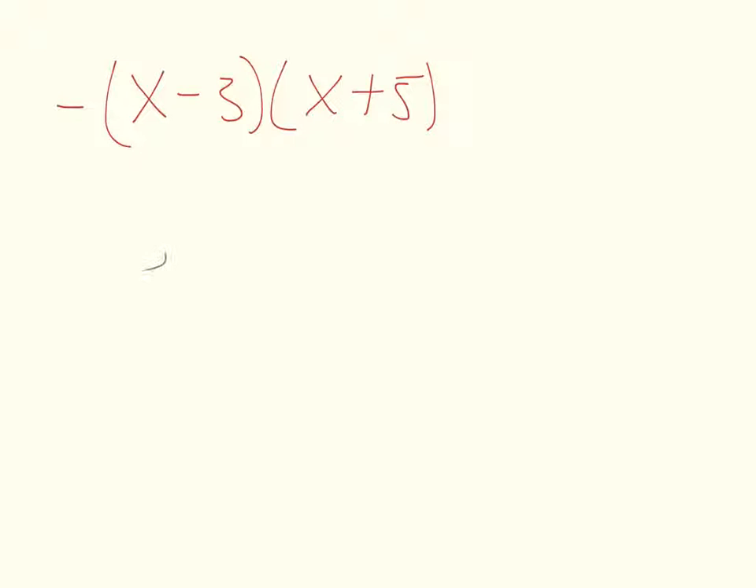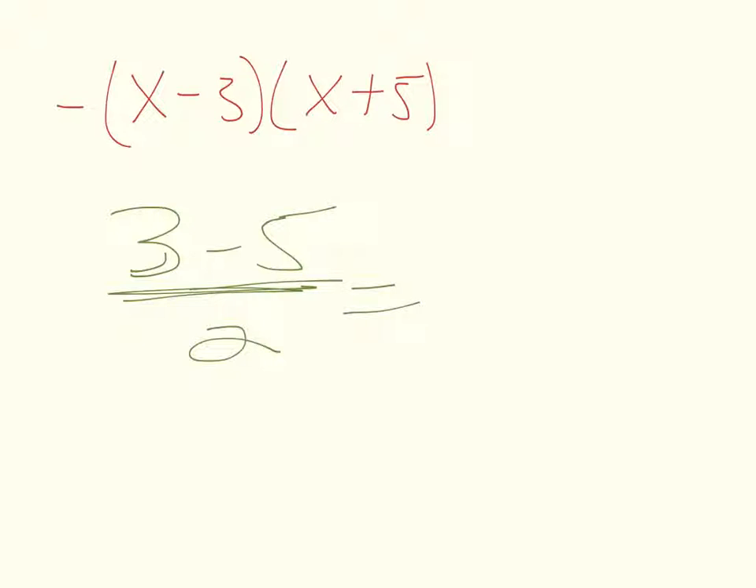Anyway, let's look at this and let's go back and say that our zeros were 3 and negative 5. Yeah, that's right. So my zeros are 3 and negative 5. Add them and divide by 2 to find out that your h value, your axis of symmetry, is negative 2 over 2, which is negative 1. So now if I want to find my k value, or the other part of the vertex, I'm going to sub this back in for x.